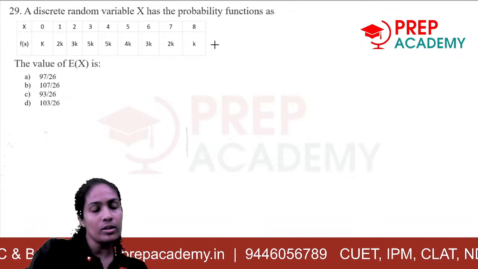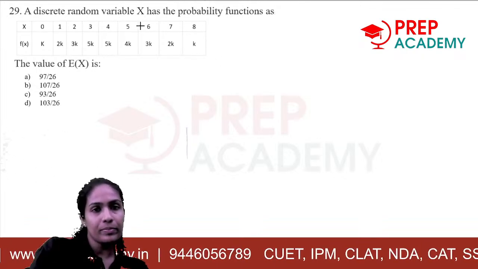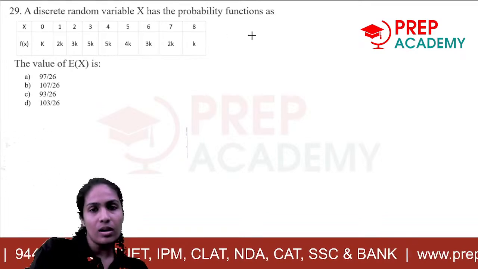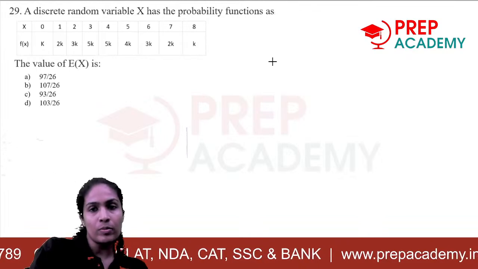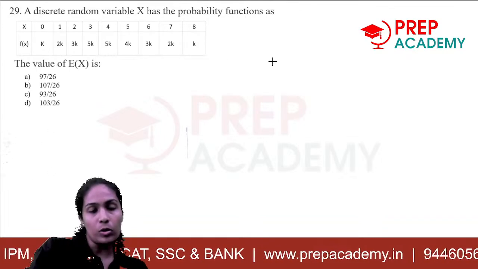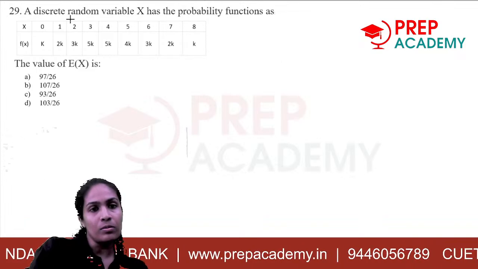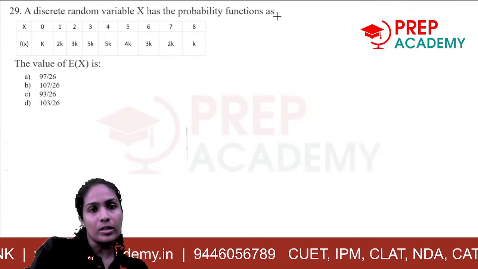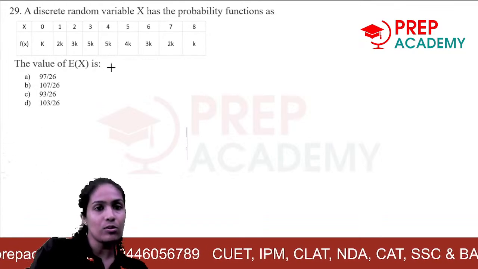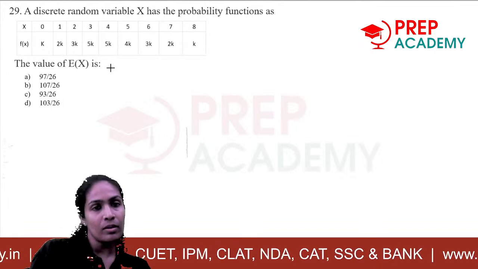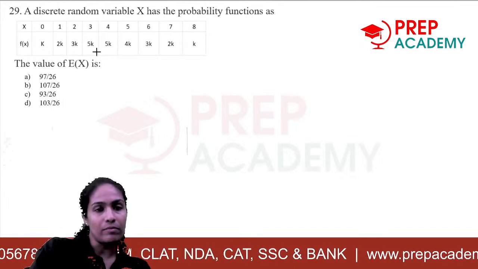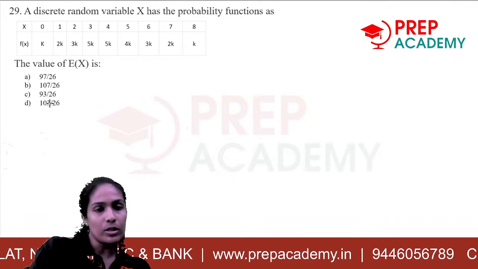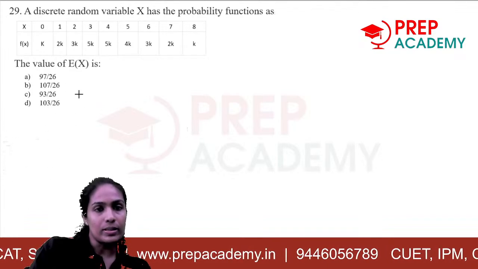Question, 29th question. A discrete random variable. Discrete random variable means the random variable takes discrete values, that is 0, 1, 2, 3, etc. Continuous means it takes all the values in an interval. So this is a discrete random variable that has the probability function as given below. The value of expectation of x, which means the mean of x, is 97 by 26, 107 by 26, 93 by 26, or 103 by 26.